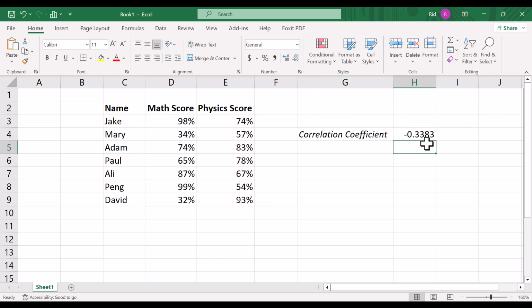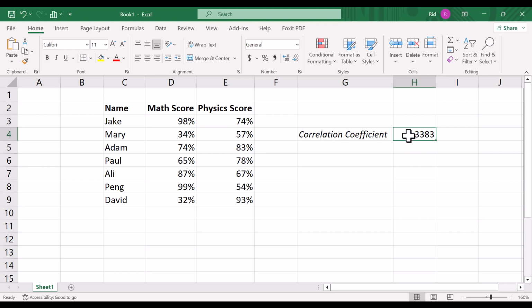You can now see that the correlation coefficient between the math and the physics score is -0.33. We can classify this as a weak negative correlation, which means as a student has a higher math score, the student is likely to have a lower physics score. Or if a student has a higher physics score, the student is likely to have a lower math score.